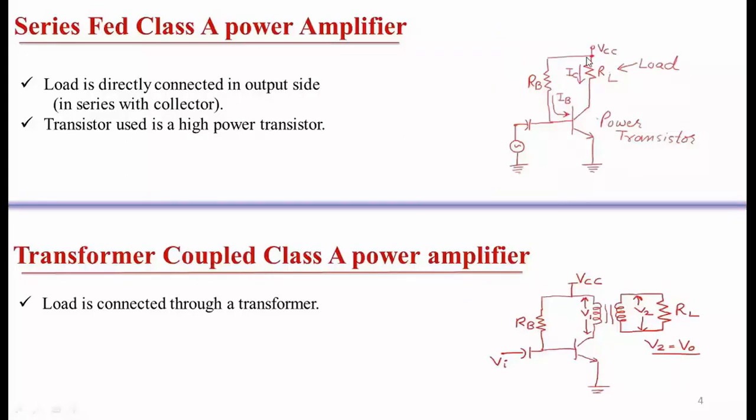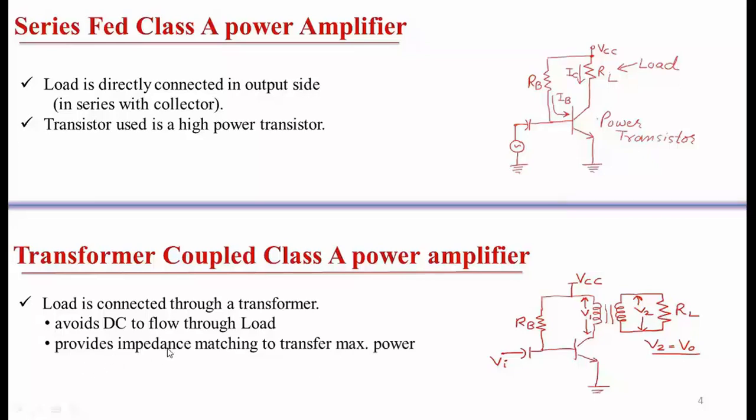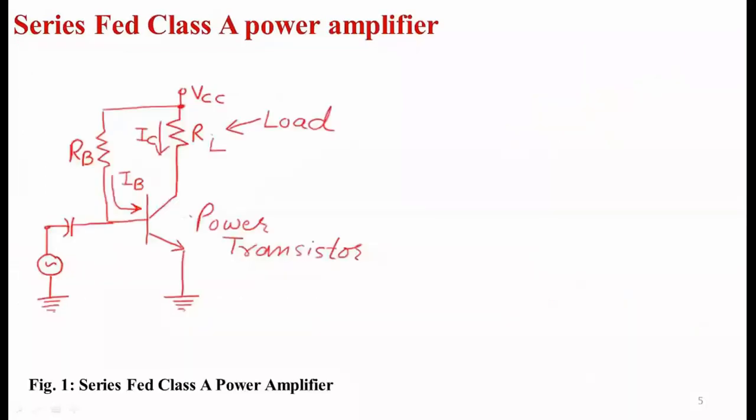There are two advantages of the transformer coupled amplifier. Number one, on the output side, we want only the amplified version of the input signal to flow through RL. So by using the transformer on the output side, it avoids DC flowing through the load. Only the amplified version of the input AC signal will flow through the load resistance. The second advantage is that it provides impedance matching to transfer maximum power to the load.